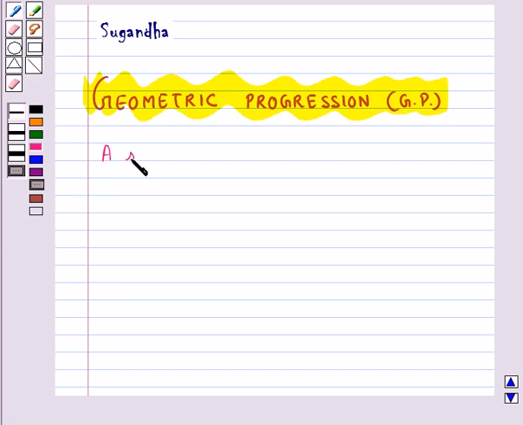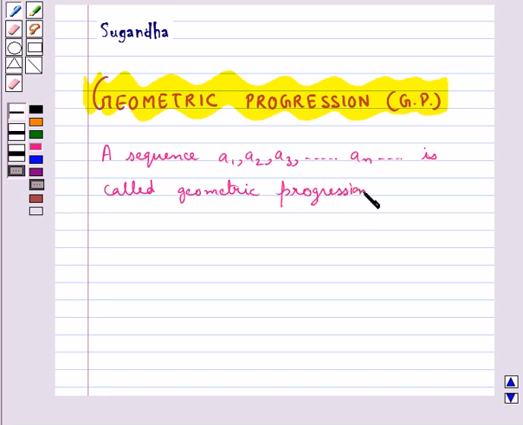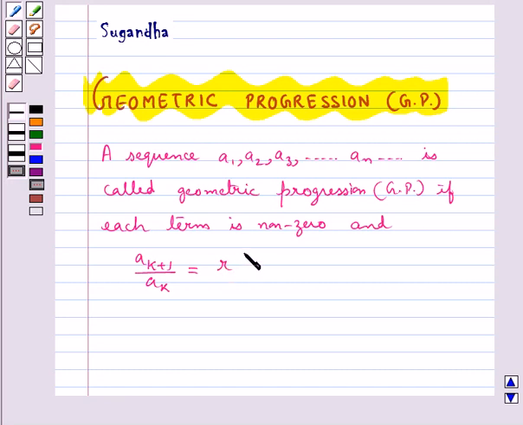That is, a sequence A1, A2, A3 and so on up to AN is called a geometric progression or a GP if each term is non-zero and A(K+1) upon AK is equal to R, that is a constant, for some K greater than or equal to 1.